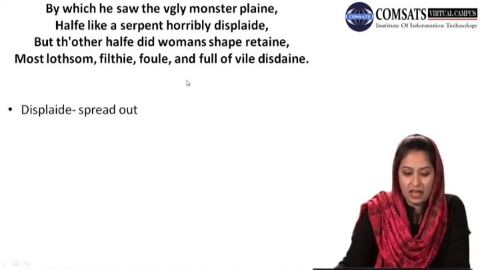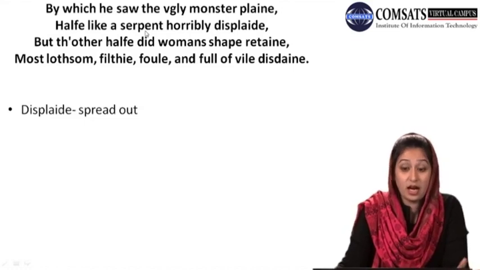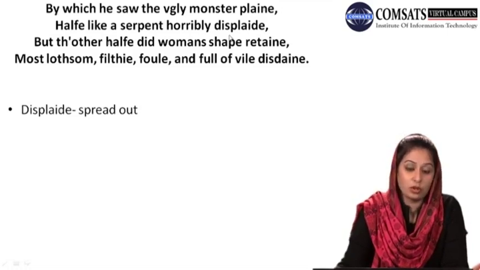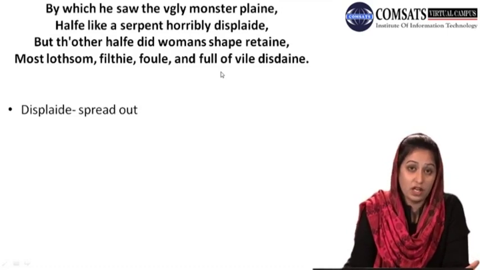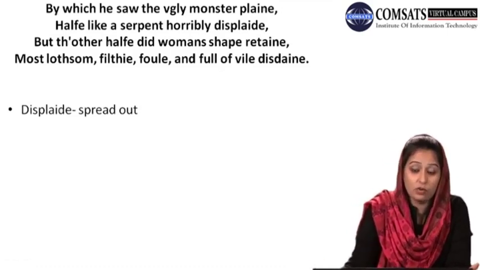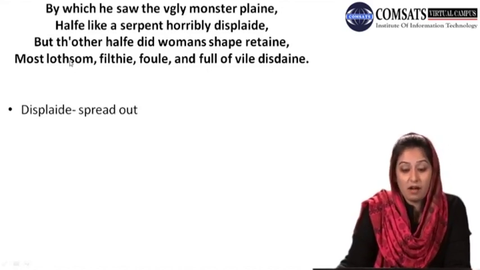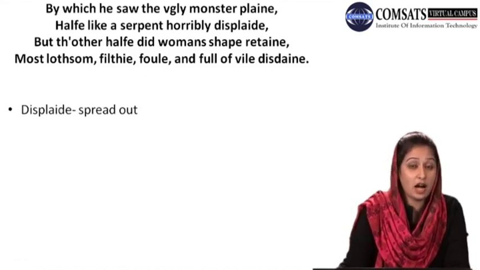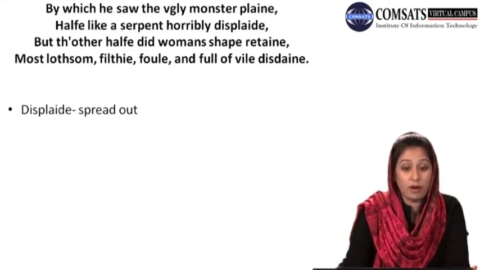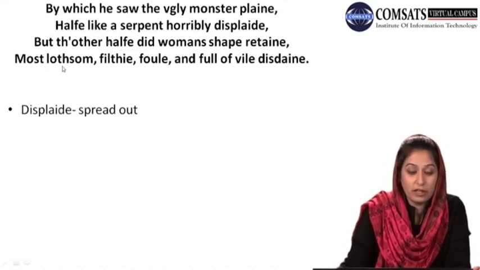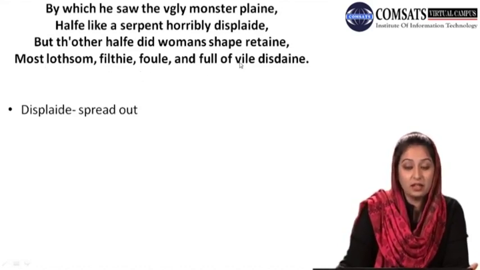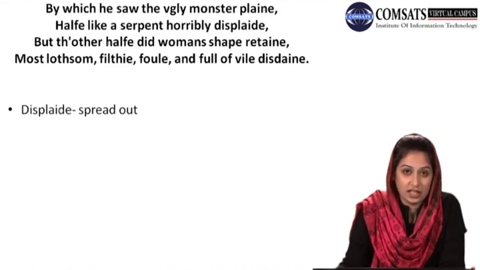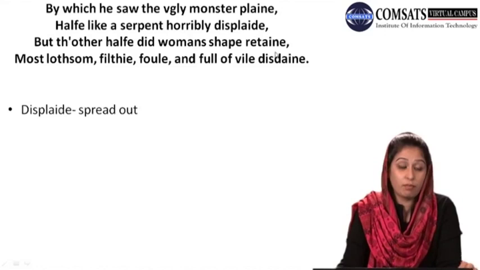So the monster was very ugly, half like a serpent. Serpent is a snake, a large snake, horribly displayed. Displayed is spread out. So the monster looked like half of its body was like a serpent. It was like a large snake. It was spread all around, but the other half did woman's shape retain. Half of its body was like that of a serpent, and the other half was like a woman. Most loathsome, filthy, foul, and full of vile disdain. Now, these words reflect his feelings about how he felt by looking at that monster.